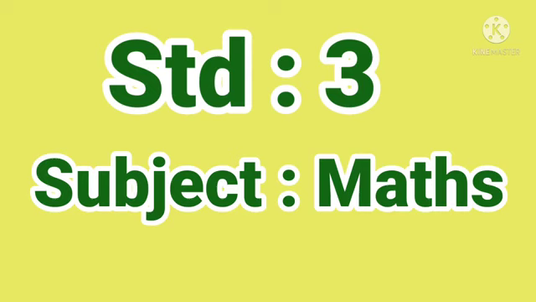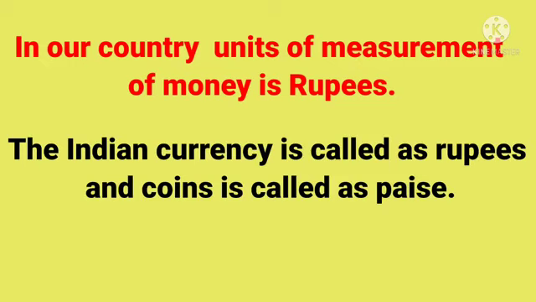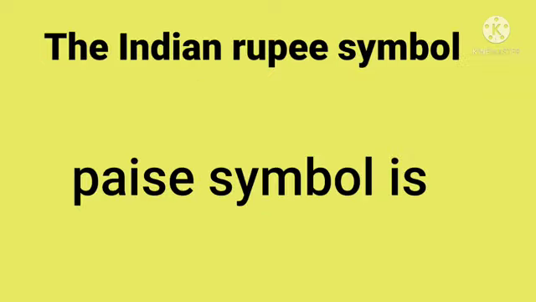Standard 3rd, Subject Maths. Chapter number 6, Coins and Currency Notes. In our country, the unit of measurement of money is rupees. The Indian currency is called rupees, and coins are called paise.